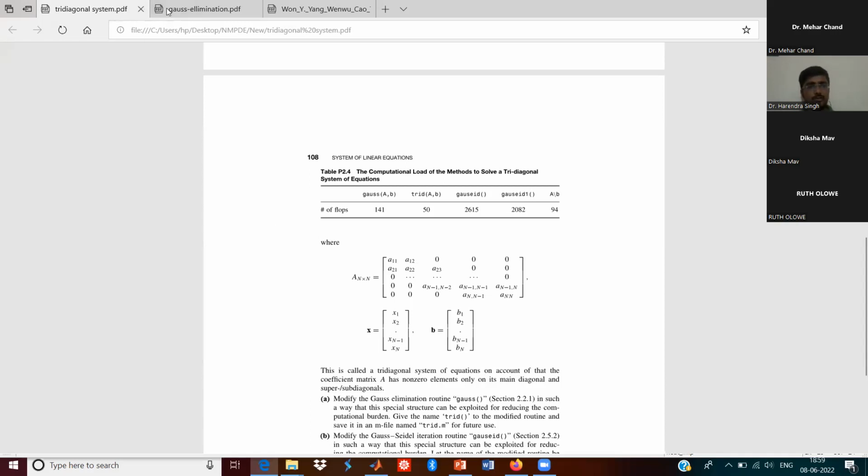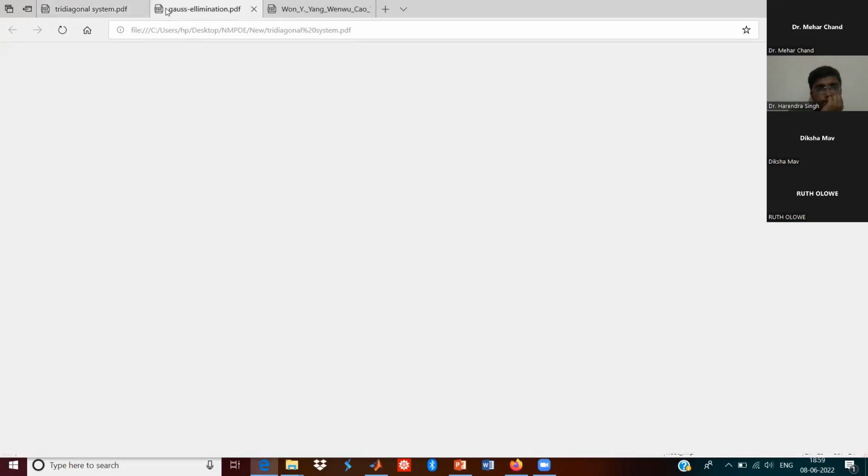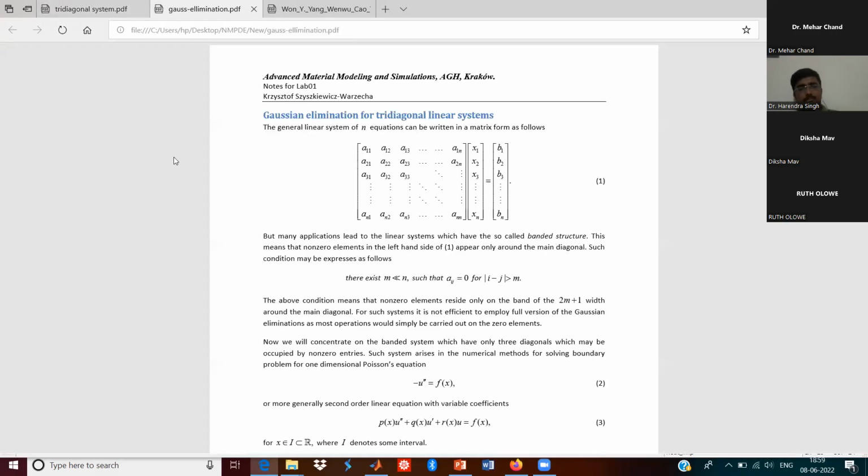If you are familiar with the Gauss elimination method, let me show you what the Gauss elimination method is. Then we will construct the program. Yeah, this is the Gauss elimination method.